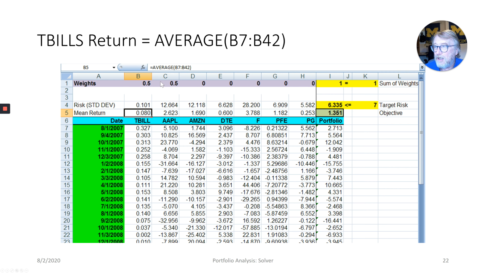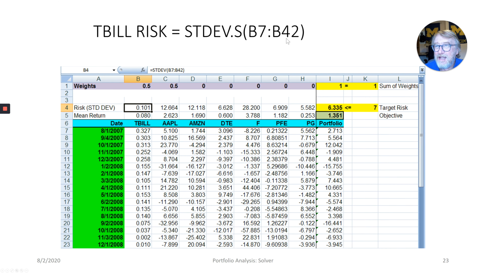So how do you get that? Well, put the weights up there. Down here, I just computed some summary statistics. The mean return is down here. I just do this for plotting. So the mean return for T-bills is the average of B7 to B42. You don't really need to do this for Solver, but I just went ahead and did it because we're going to plot some stuff later on. And what's the standard deviation? Well, the standard deviation for T-bills is just STDEV.S of B7 to B42.